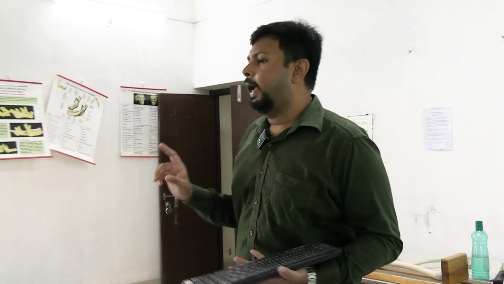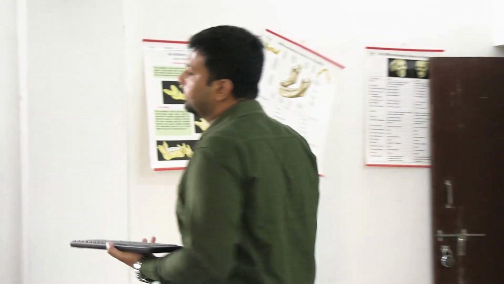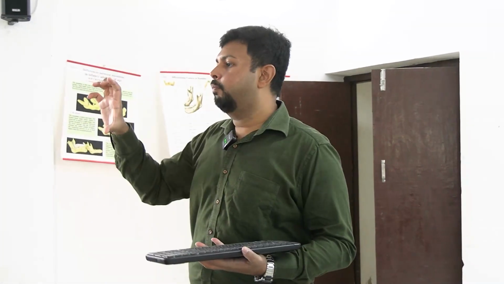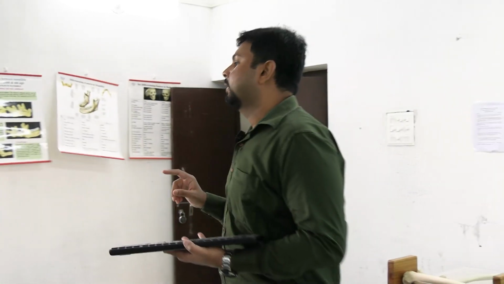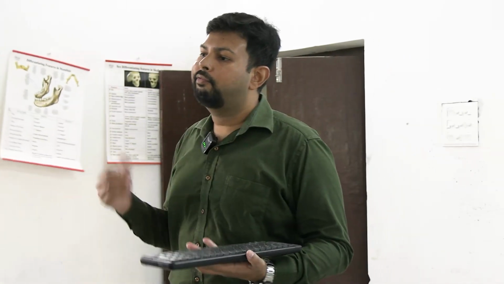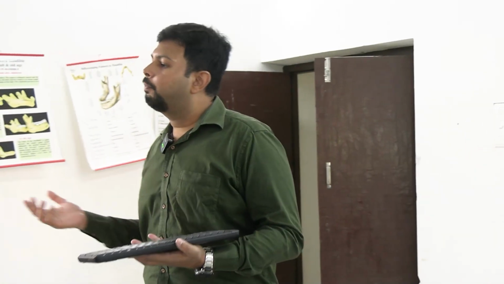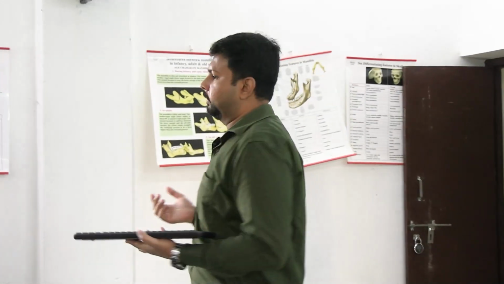First is Ashley's rule, A-S-H-L-E-Y. He stated that the manubrium sterni with the body as a whole, if it is more than 149 millimeters, then it will be male, and less than 149, it will be female. But this is for the European population. The study was made on the European population. So that is Ashley's 149 rule.